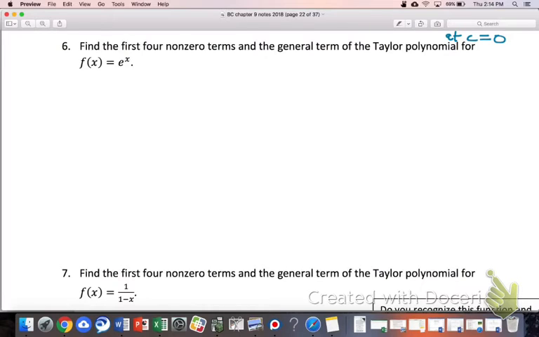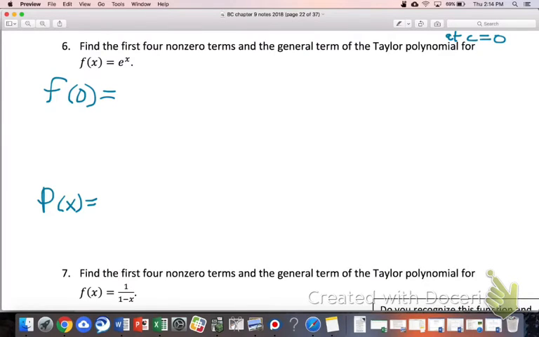So if you need to, refer back to the basic construction techniques that we saw for these and see if you can do number 6. Just the first four non-zero terms. So I didn't give you a degree here, I just said first four non-zero terms. And the general term as well.